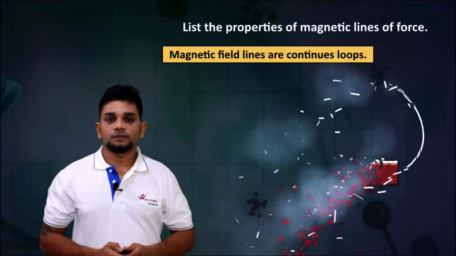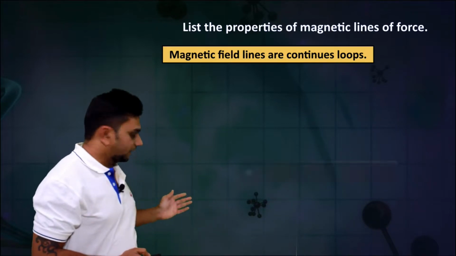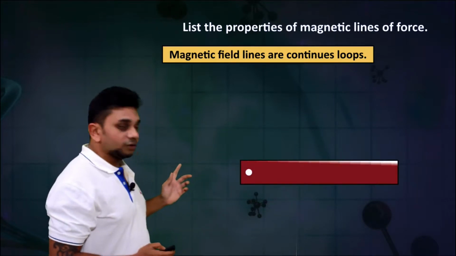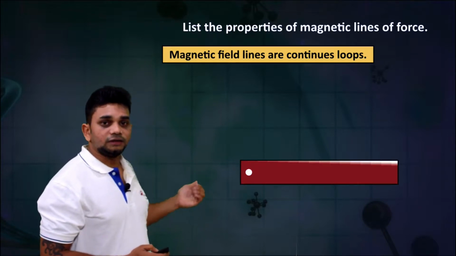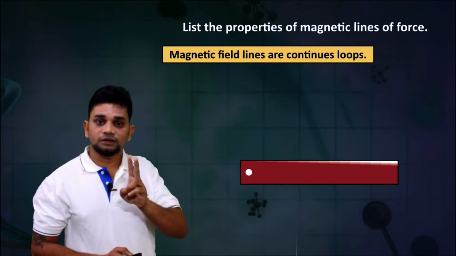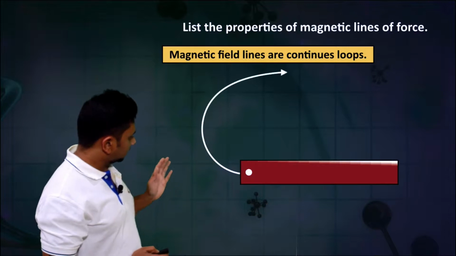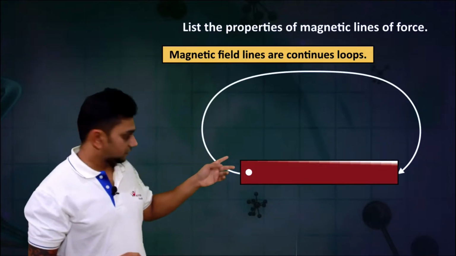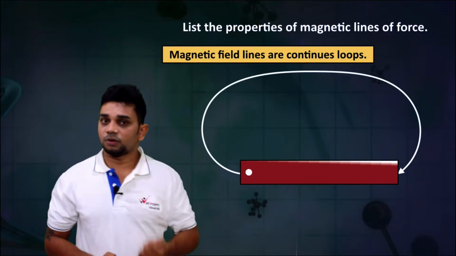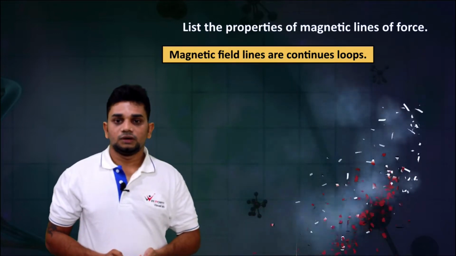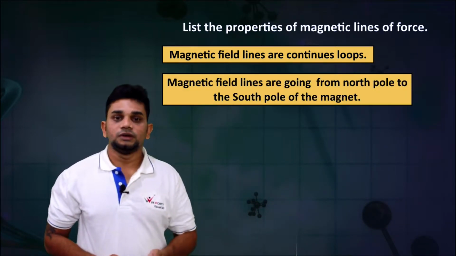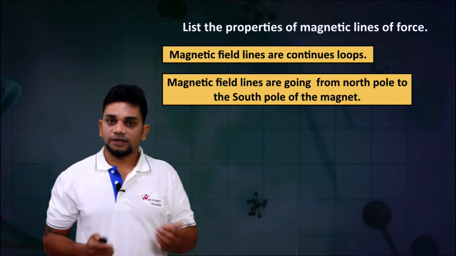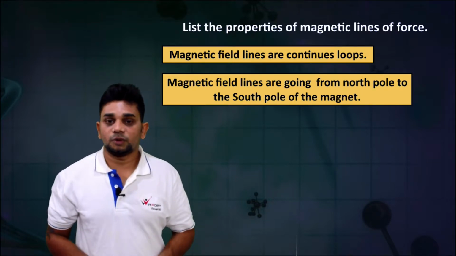Next point. Here we are considering the magnet again and it is starting from the North Pole. Magnetic field lines are coming from North Pole and ending at South Pole. That's the second point. Here you can see that it is starting from North Pole and ending at South Pole. That is the second property. Magnetic field lines are going from North Pole to the South Pole of the magnet. Now we can discuss the third property.